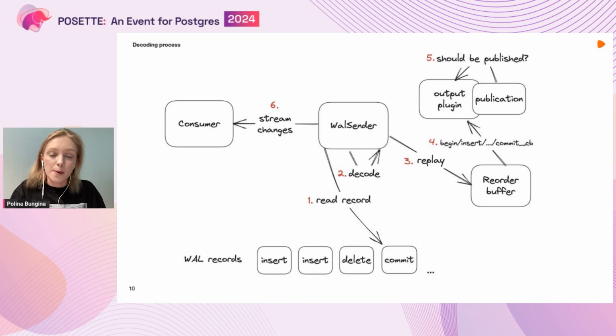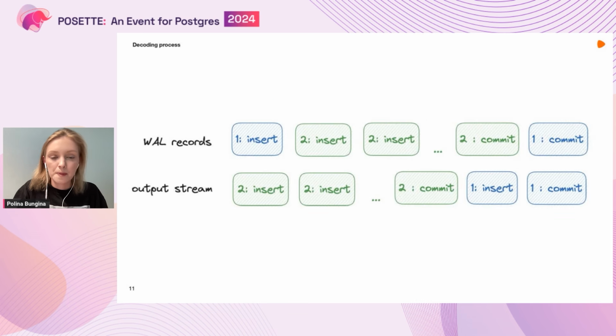And for every record, there's a specific callback, which is basically the place where the customization takes place. For example, output plugins, which implement this customization, can transform your data into any format you want it to be. And also what is important on this step, there's filtering taking place. The so-called publications define if you need to stream this data further or it can be filtered out.